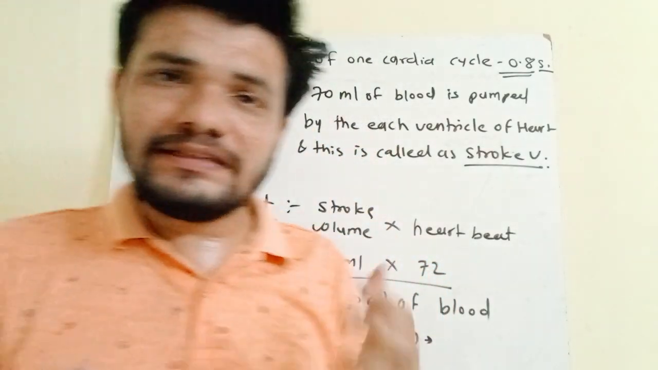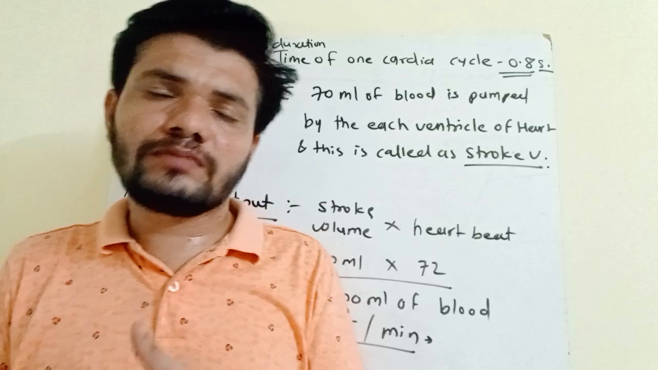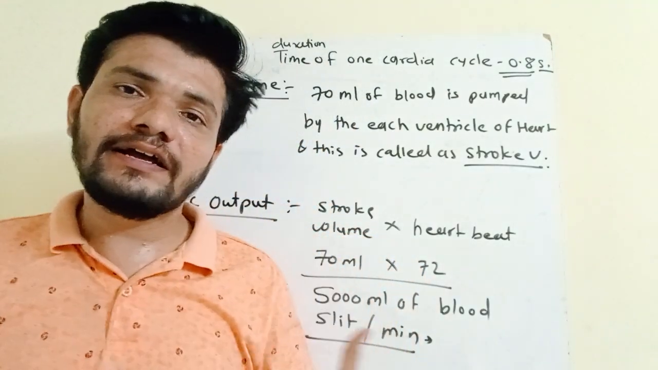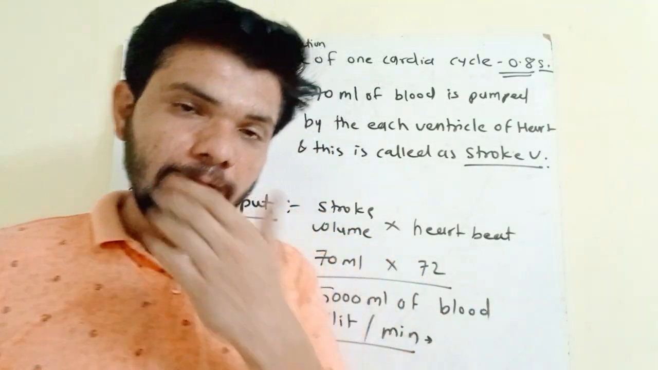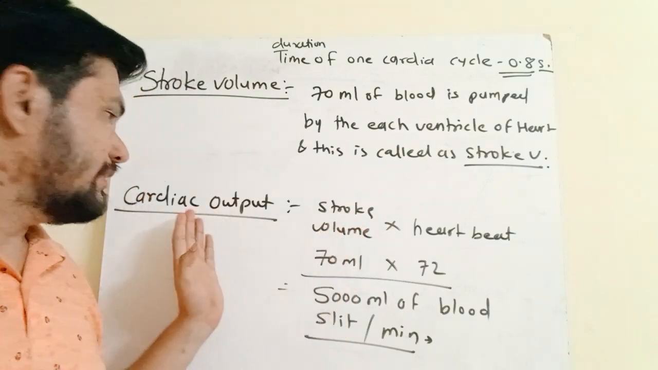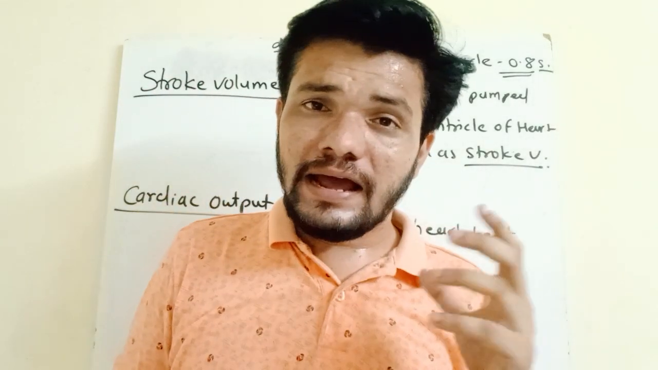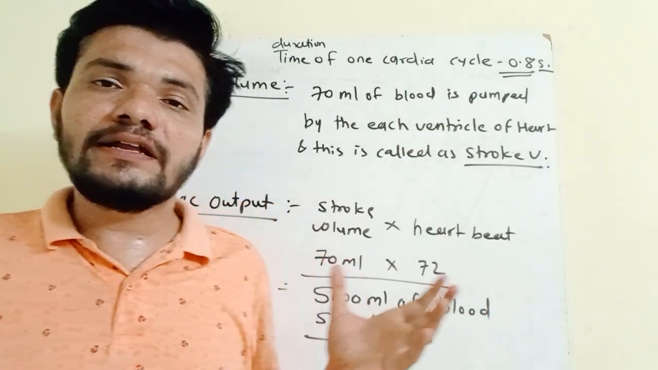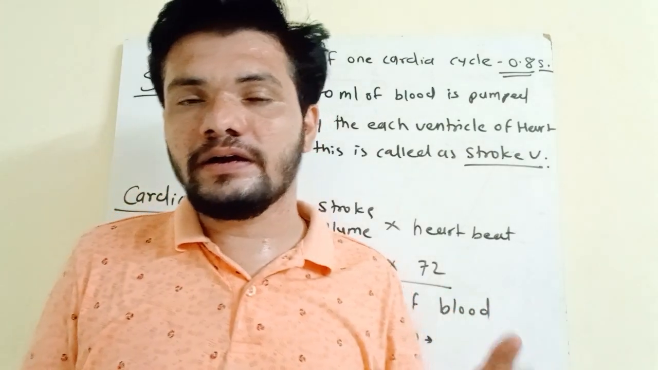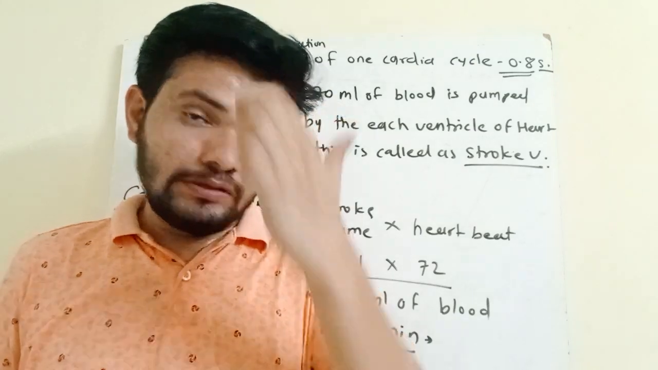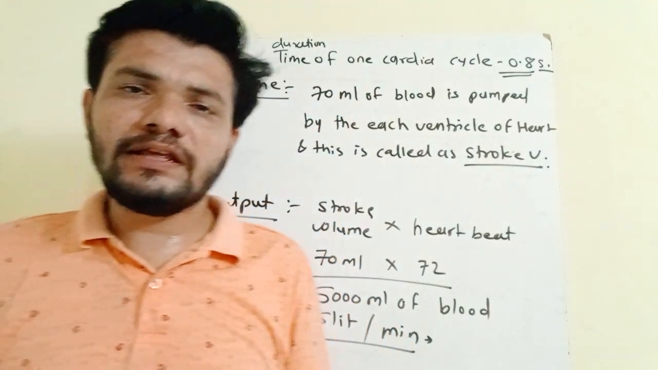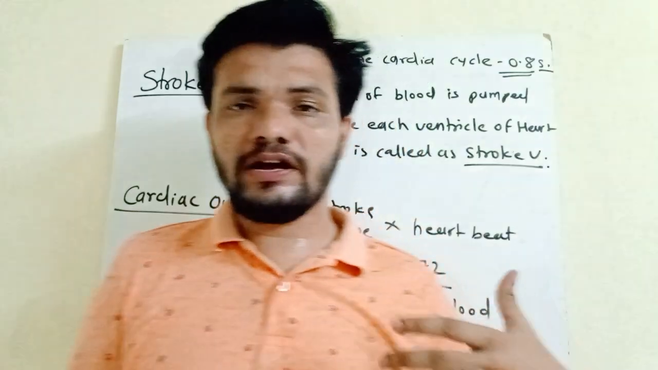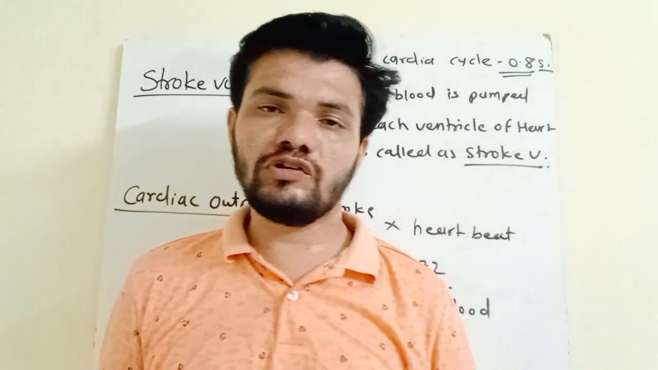The healthy individual can alter its stroke volume and heartbeat, and ultimately the cardiac output. The athletes have more ability to increase this stroke volume and cardiac output, because they are working so hard on their body, so that's why they can increase their stroke volume and cardiac output.